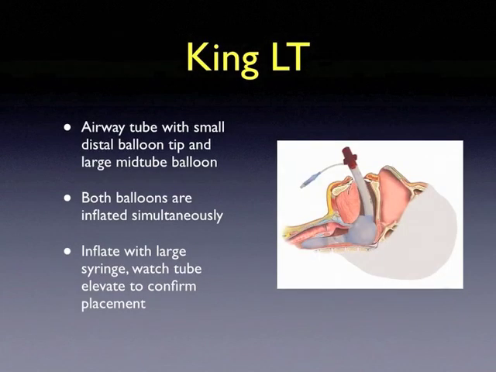The King LT is another extraglottic device that can be placed blindly. In this case, the tube is passed into the proximal esophagus. The King LT has 2 balloons that are inflated simultaneously with a single cuff. You want to inflate this with a large syringe, and you want to watch the tube elevate towards the ceiling to confirm placement. Between the balloons, there are ports that allow for passive ventilation.